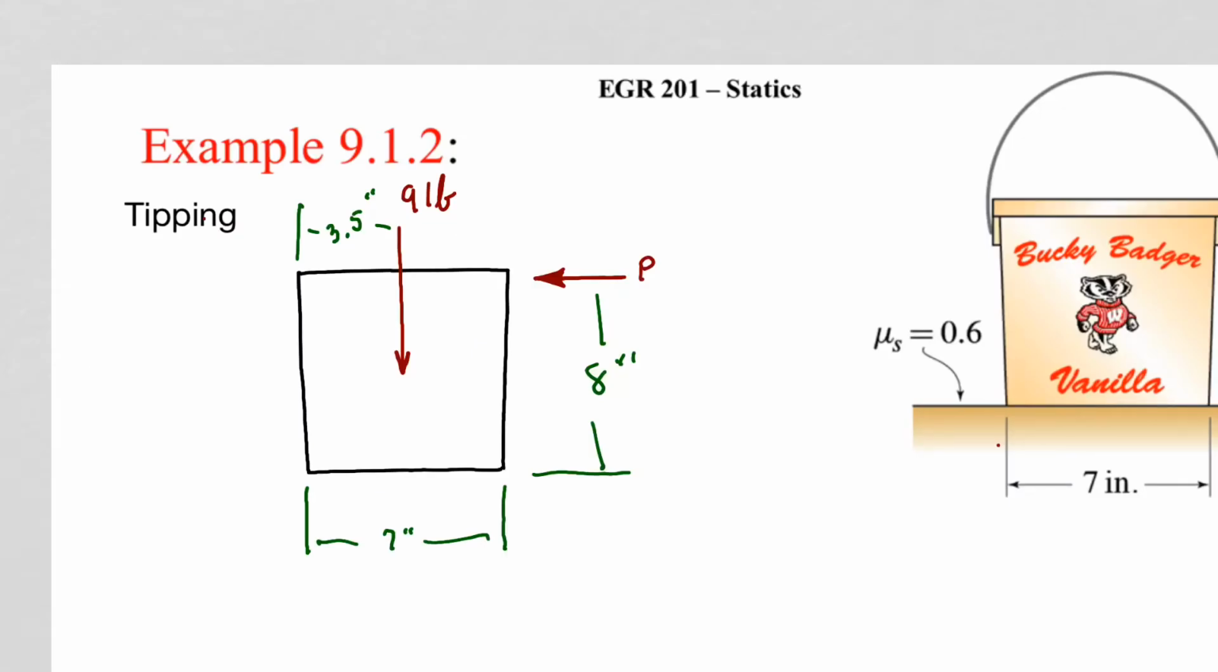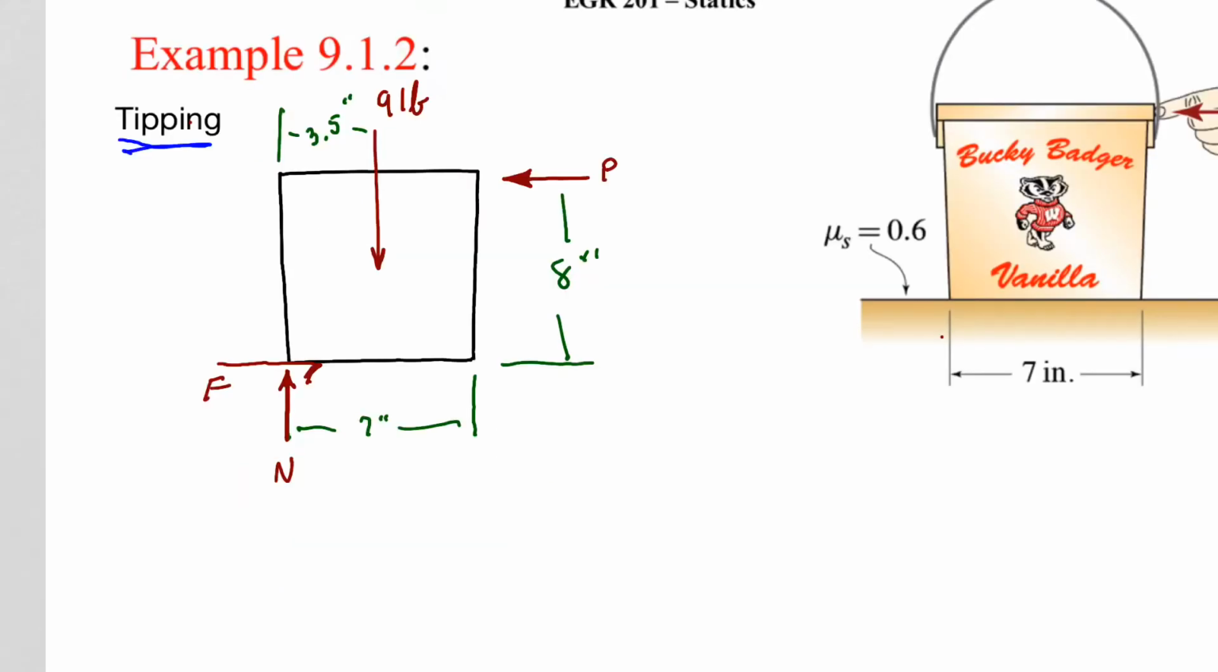Okay, so I've drawn the free body diagram, and the first thing I want to do is analyze for tipping. I'm going to look at what my case is for tipping. And you saw when that bucket started to tip, where did it want to tip? It wanted to tip around this corner. So this is where our normal force will be, and we have our friction force, which is trying to oppose any motion. So this is our friction force, F. We can use this free body diagram then to solve for our force P.